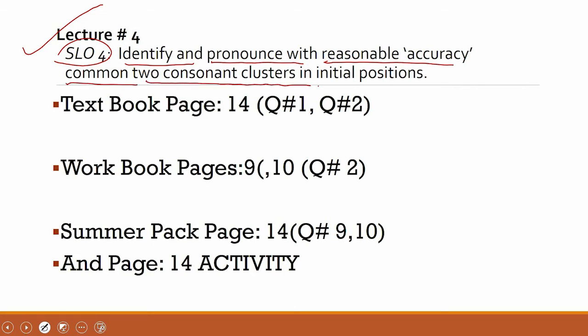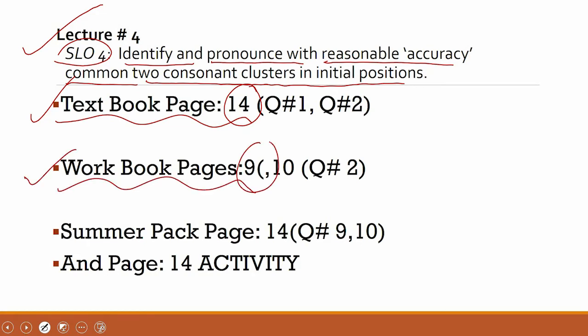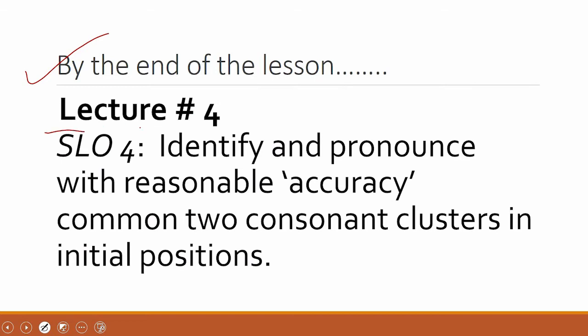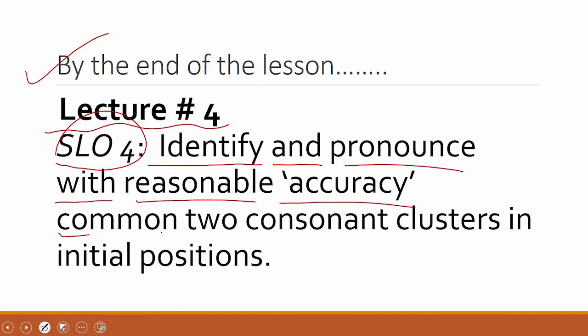Today is lecture number 4, and the SLO says: identify and pronounce with reasonable accuracy common two consonant clusters in initial positions. To study this SLO, we need the textbook page 14, the workbook pages 9 and 10, and the summer pack page number 14. By the end of this lesson, students will be able to identify and pronounce with reasonable accuracy common two consonant clusters in initial positions.